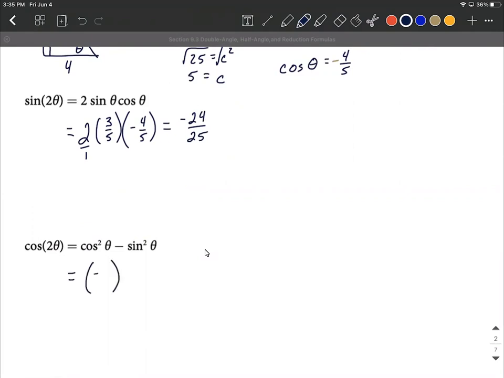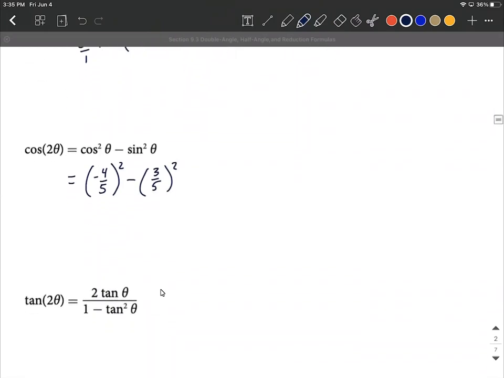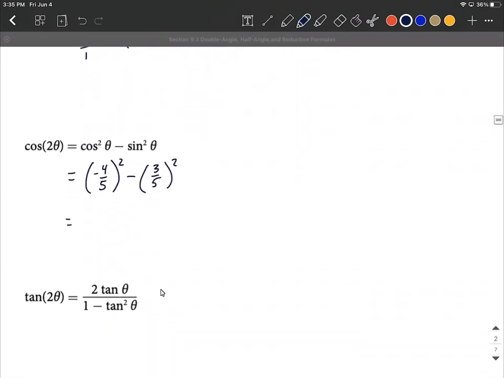As far as cosine of 2 theta goes, we're going to replace the cosine of theta with negative 4/5. Because it was cosine squared, whatever we fill in for cosine is going to get squared, minus, and we fill in for sine with positive 3/5. Because sine was being squared, whatever we fill in for sine also gets squared. From here, we just have a little bit more simplifying to do. As we square these, I'm going to square the numerator and the denominator individually. Two negatives make a positive when we square this as well.